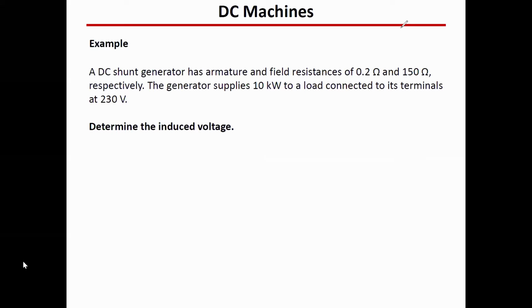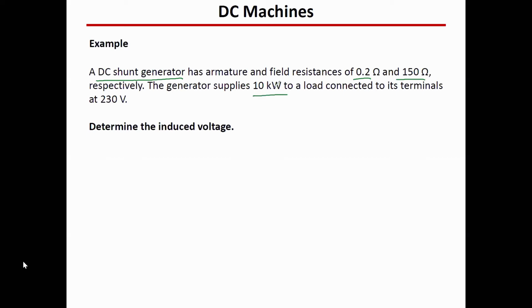Just a very quick example here, although as I mentioned, it's similar to the examples that we solved before. A DC shunt generator, so we know the connection, it's shunt, has armature and field resistances of 0.2 and 150. The generator supplies 10 kilowatt at 230. Find what is the induced voltage, EA.